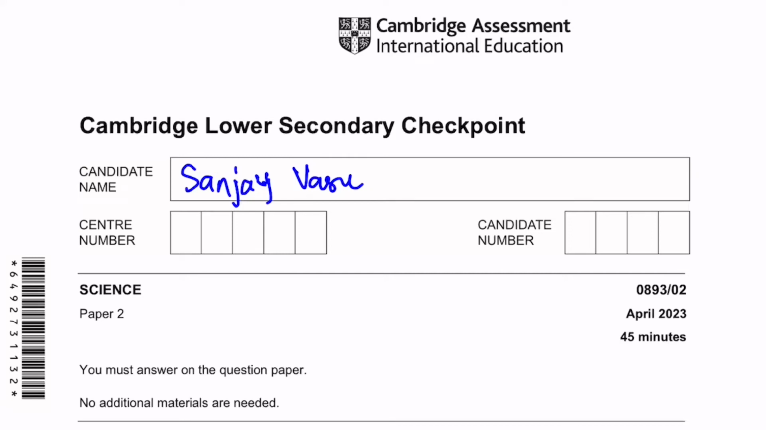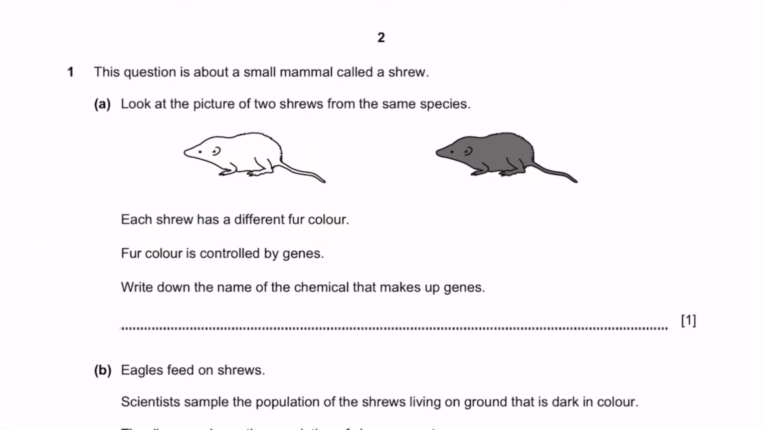This time I'll be doing it on Cambridge Lower Secondary Checkpoint for Science Paper 2 April 2023. Let's start. Question 1. This question's about a small mammal called a shrew.